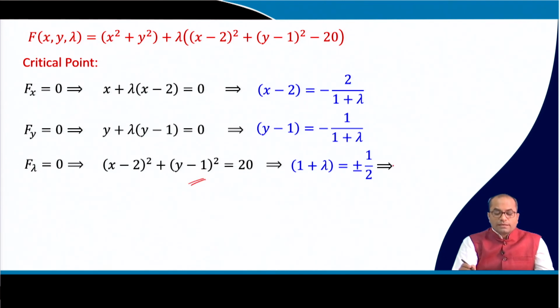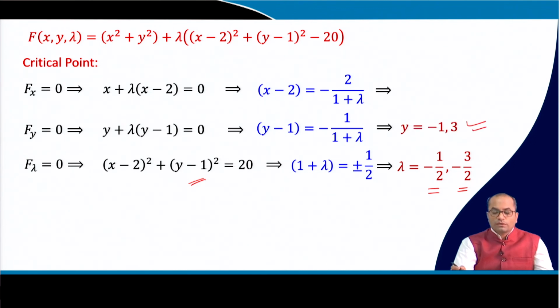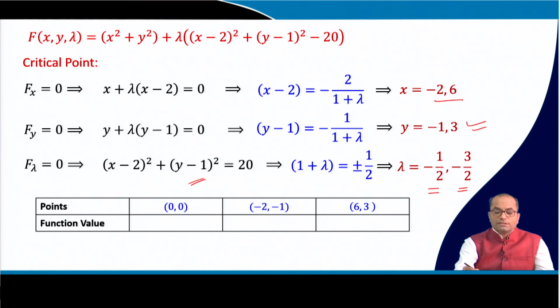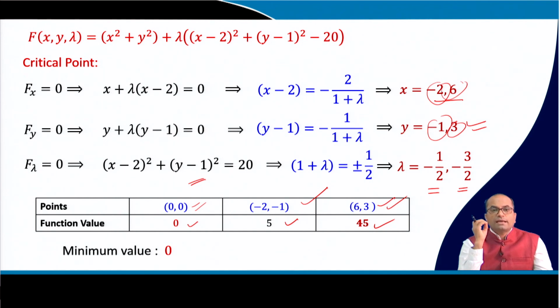From this equation, we get plus or minus a half. That means λ will be -1/2 or -3/2, these two possible values. Accordingly, we will get y as -1 or 3, and x as -2 and 6. So, these are the possible solutions for these three equations. That means we have the point (-2, -1), the point (6, 3), and there was a point in the interior, (0, 0). We have to compute the function value at all these three points. Here the function value is 0, at this it is 5, and here it is 45. Now we see that the minimum value is 0, which is attained at the origin, which was natural.